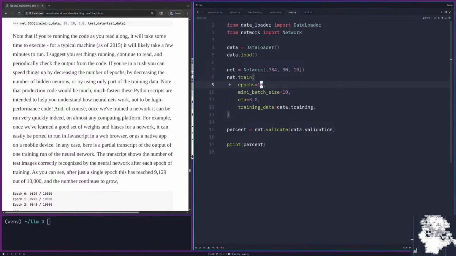For example, once we've learned a good set of weights and biases for our network, it can easily be ported to run in JavaScript in a web browser or as a native app on a mobile device. In any case, here is a partial transcript of the output of one training run of the neural network. The transcript shows the number of test images correctly recognized by the neural network after each epoch of training. As you can see, after just a single epoch, this has reached 9,129 out of 10,000, and the number continues to grow.